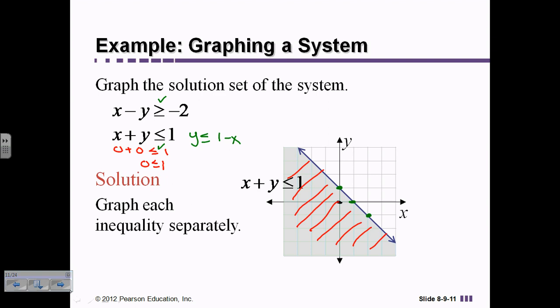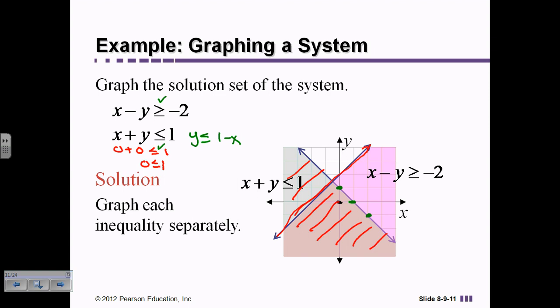Okay. Now we're going to graph our other line. Do the same thing. Okay, so we're going to end up with a y-intercept of 2 and a slope of 1. So we're going up 1 over 1, and we graph our line. Again, it's a solid line because of the inequality being greater than or equal to. So we end up with this line that's coming right through here.